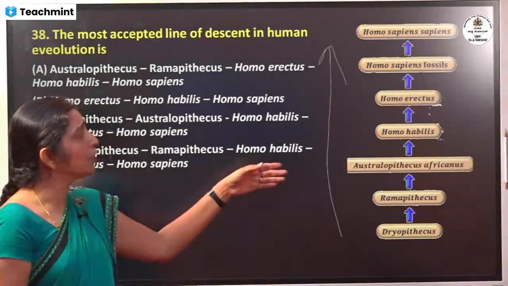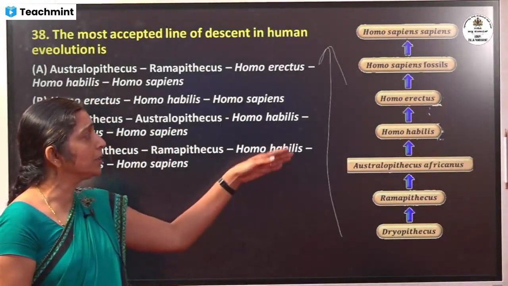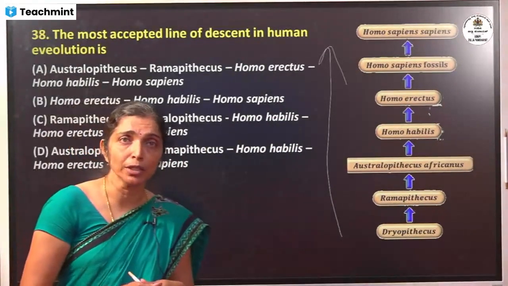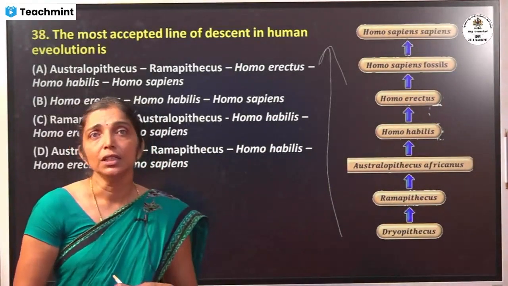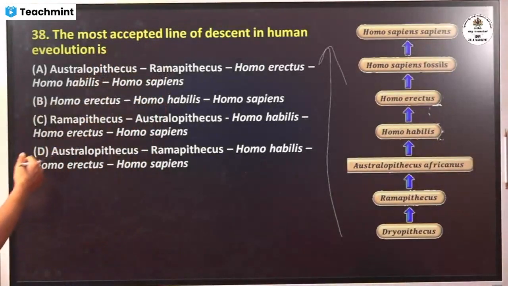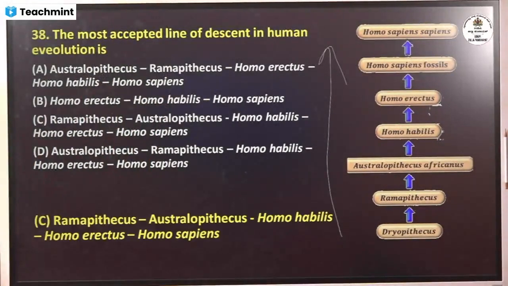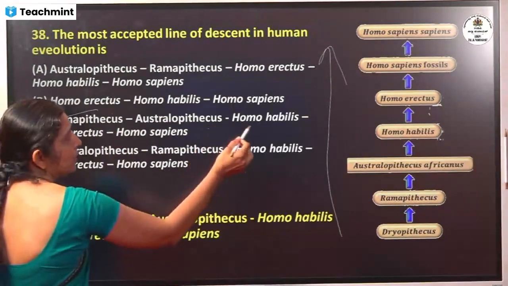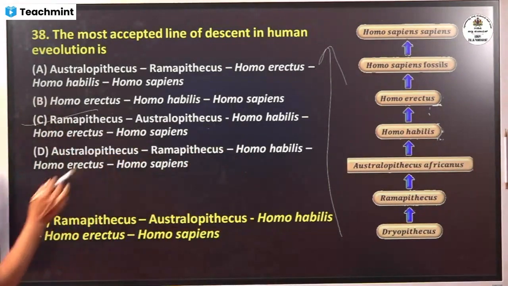Then we have the Australopithecus, Homo habilis, Homo erectus, Homo sapiens, and the modern man, Homo sapiens sapiens, isn't it? So if you see the order according to this, the right option over here is definitely your C, wherein we have the Ramapithecus, which is followed by Australopithecus, Homo habilis, Homo erectus, and Homo sapiens.